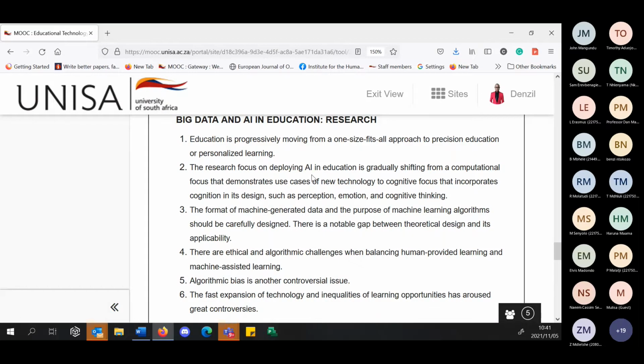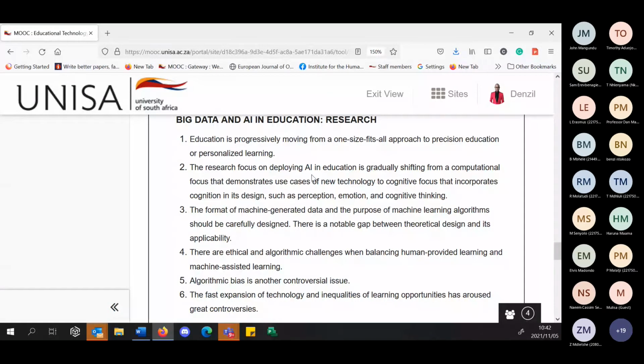Then research focuses on deploying AI in education, gradually shifting from computational focus to cognitive focus, incorporating cognition in design, perception, emotion, cognitive thinking, as we saw earlier. The format of machine-generated data also becomes quite critical here. Machine learning algorithms, etc. There are also ethical and algorithm challenges, for example, when we balance human-provided learning and machine-assisted learning. So, for example, those are critical issues, right? That drives the research agenda.